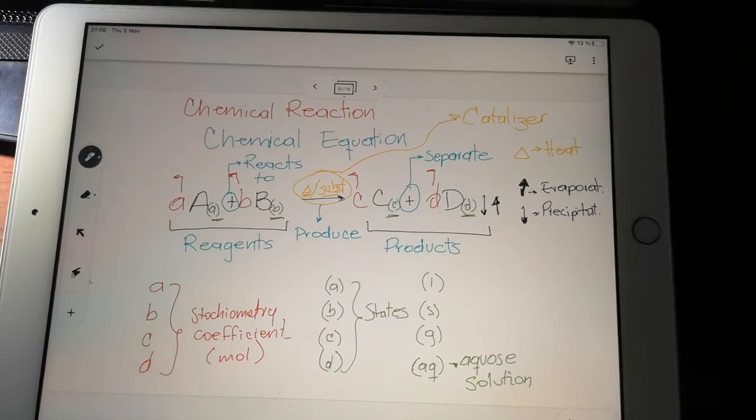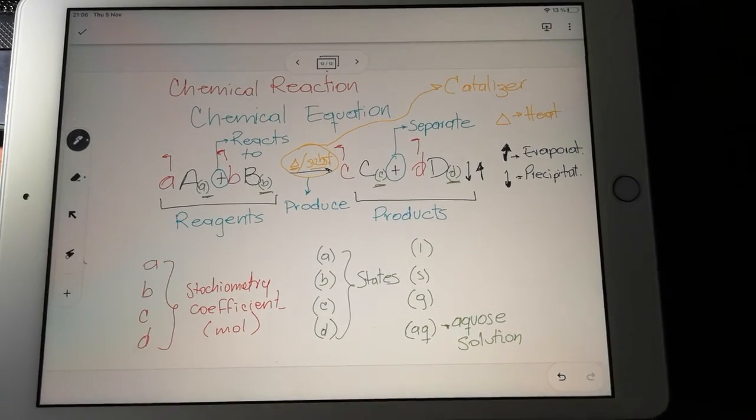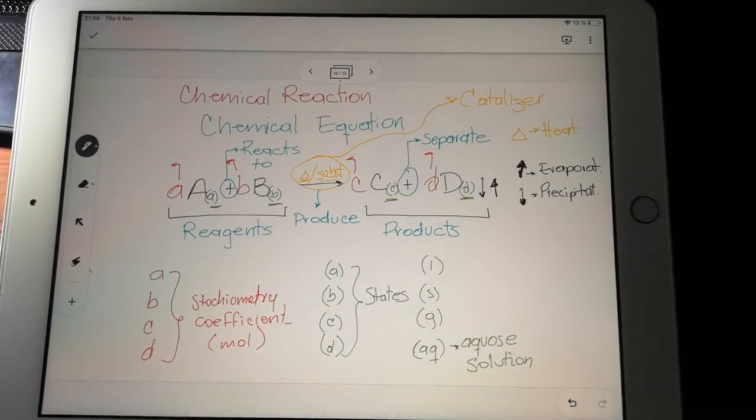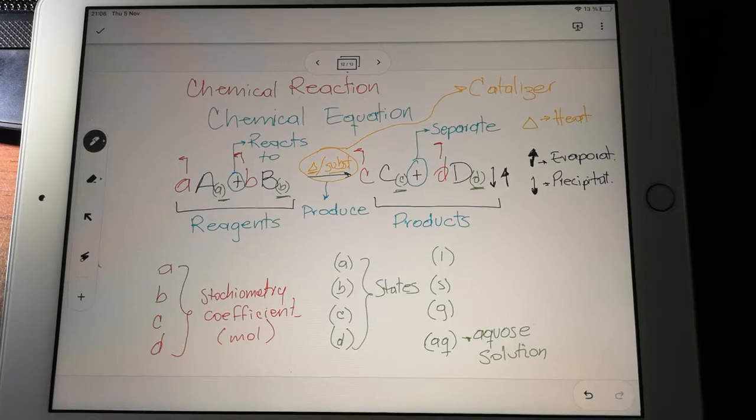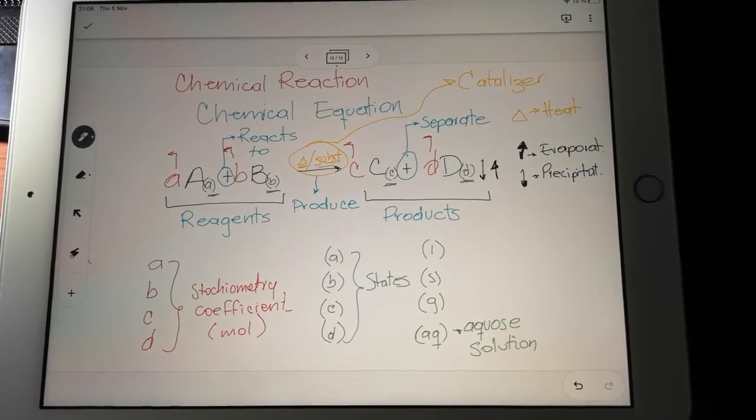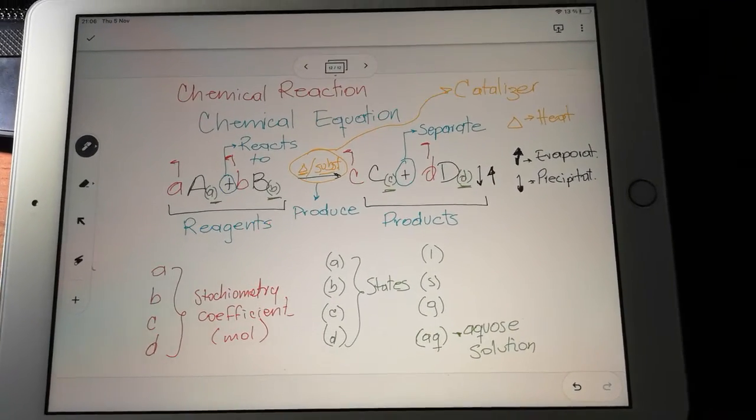And those are the main structures and symbols that you can find in a chemical reaction. The next video will show you the different types of reaction.